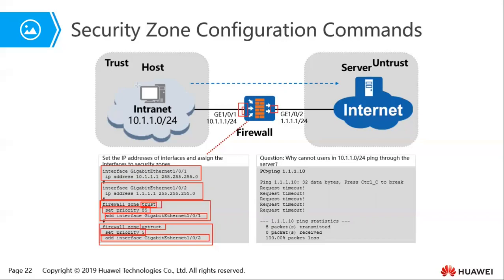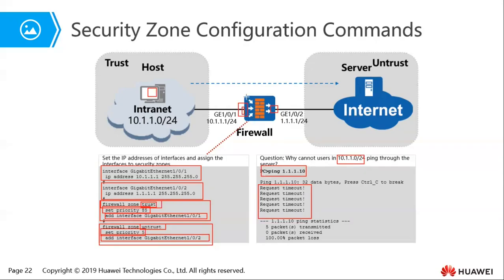Now, from our PC here, if we ping the server at this point, after configuring the security zones, it's going to time out. Why? Why can users from this network not ping the server yet?